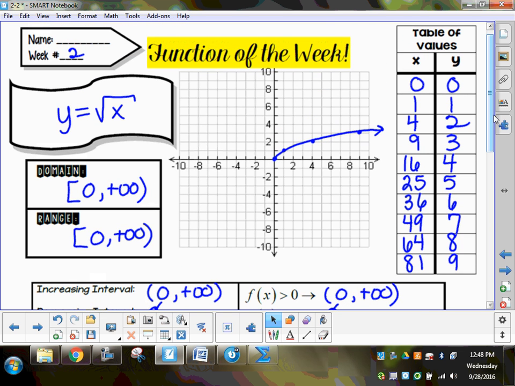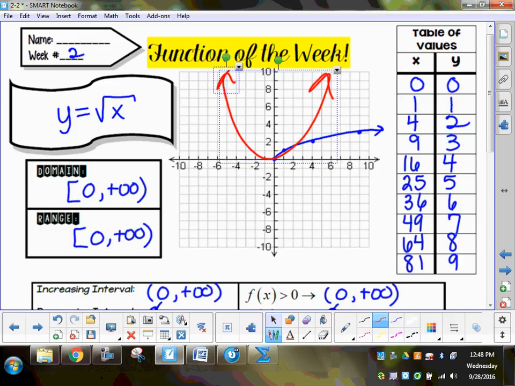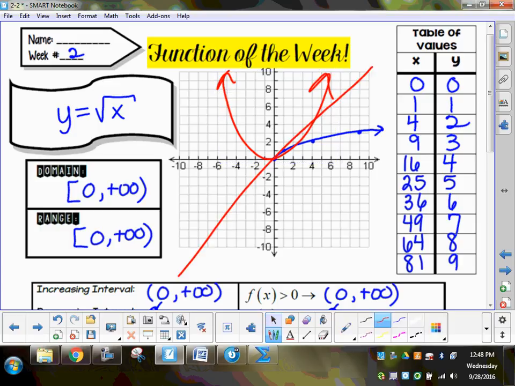If I graph out y equals x squared, what shape is that going to be? A parabola. So I'm going to sketch that out and not on yours. I'll do it. I graph out a parabola. It's going to look something like this. Remember, the inverse is the reflection over the line y equals x. What's the problem with the parabola?